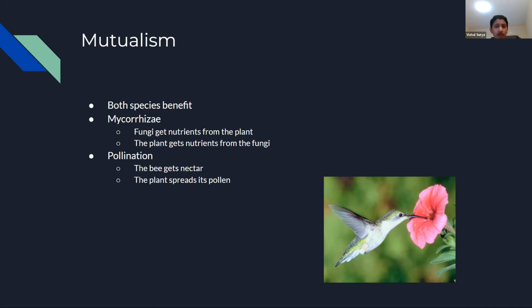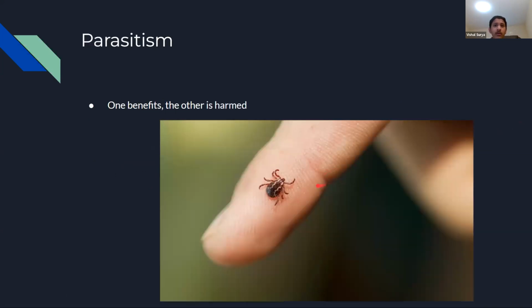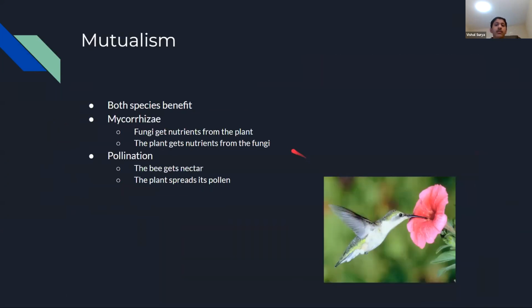Then there's pollination, which you are probably familiar with as well. Pollination is whenever a bee, or any pollinating organism, gets nectar from a flower, and then the plant spreads its pollen by attaching it to the bee or bird. And then the bird or bee, whatever pollinating organism, spreads that to other plants of the same species where the plant can reproduce. That's pollination. So there are a lot of forms of mutualism in the environment, but those are just two main ones that I wanted to highlight because they're obviously important.